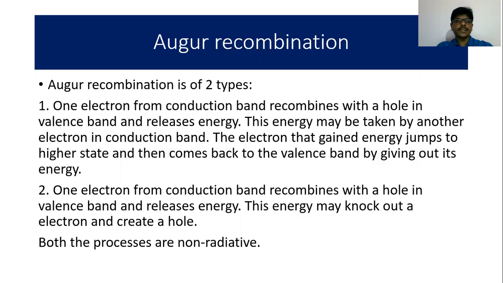What is another case? One electron from the conduction band recombines with a hole in the valence band and releases energy. This energy may knock out an electron and create a hole. This hole is created in the valence band. Both the processes are non-radiative, that is, they do not give out light but they give out heat.